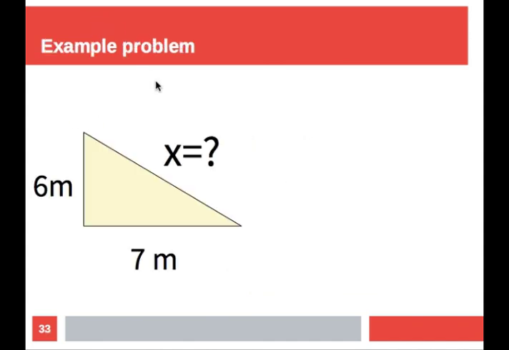Okay, example problem. Let's say that we have this right triangle, and we know that this is a side of 6 meters and this is a side of 7 meters. What is the length of this side? That is the big question. How much is that going to be? Well, we have a right triangle and we can apply the Pythagorean theorem. If it wasn't a right triangle, too bad, sorry. We can't do it, but it's a right triangle, so we can solve this.